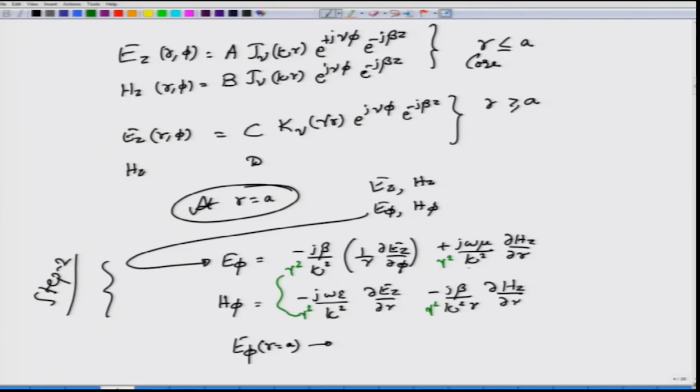So, when you write the fields in cladding, this is the field for cladding, and the black expressions or expressions written in the black color are the expressions for fields in the core.